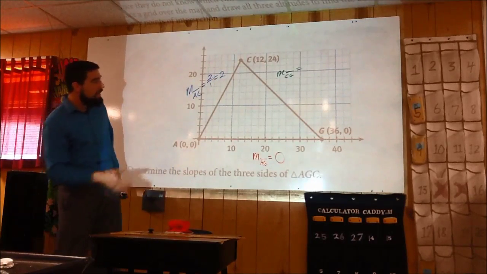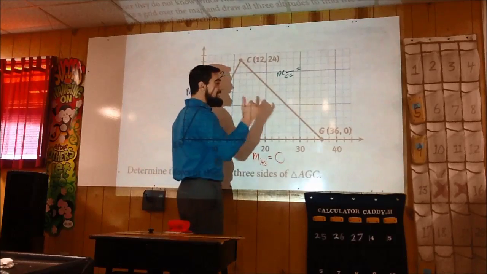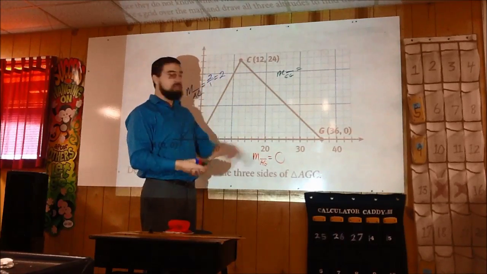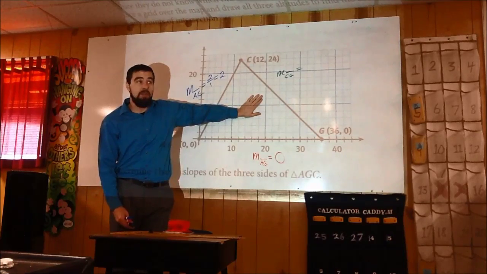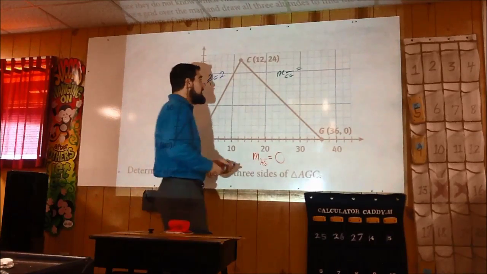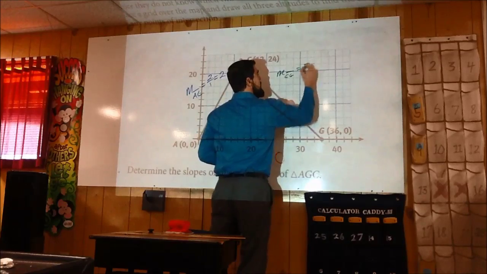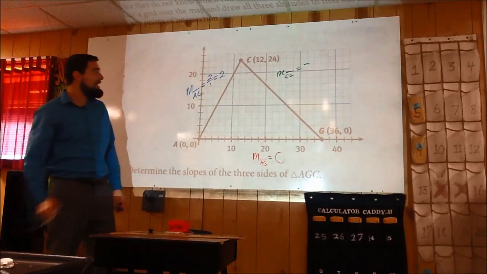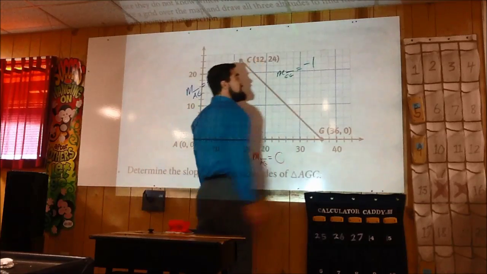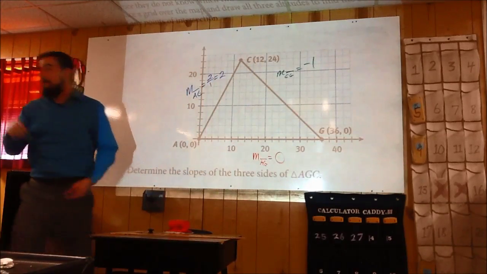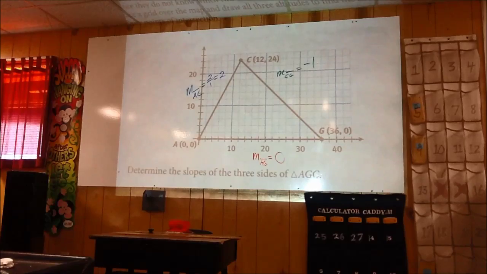Then over here, the slope of segment CG. Before you yell something out, just look at it. Is that positive or negative? It's a negative slope, okay? So make sure that your answer makes sense. This has to be a negative slope. Look at it. So what is its value? Negative 1. This has a slope of negative 1. Wonderful. All right, now let's look at item 2 and see what it says.